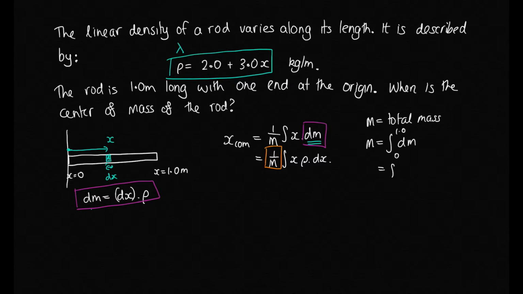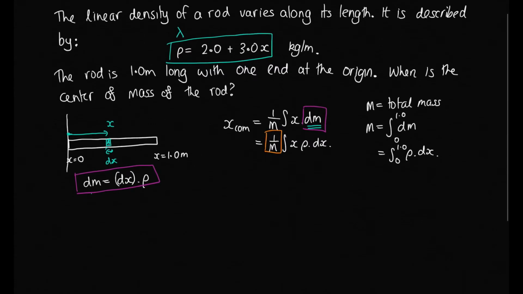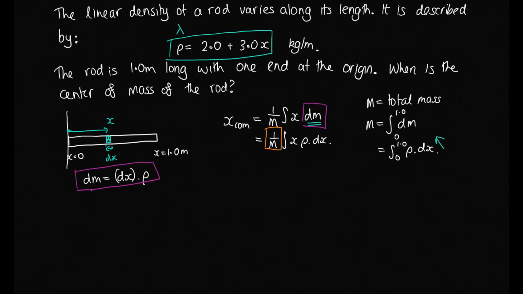So this is equal to the integral from 0 to 1, and dm is equal to rho dx, and rho was given up the top there in the question, so we can substitute that in. So we're going from 0 to 1, and our rho was 2 plus 3x, and then this is dx. So now we have an integral expression that we can solve. So now we actually have to integrate this. So let's actually integrate this.